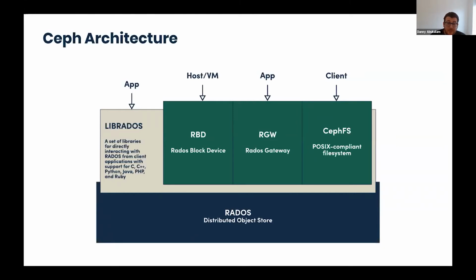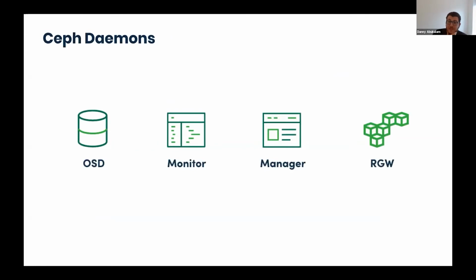And then above librados, we have three native interfaces within Ceph: RADOS block device, RADOS gateway, and CephFS, which is a POSIX compliant file system. And I'll go over these in a moment. But then also, what does Ceph look like as a cluster? So there's a number of different daemons that make up a running Ceph cluster. And the most important ones are these four.